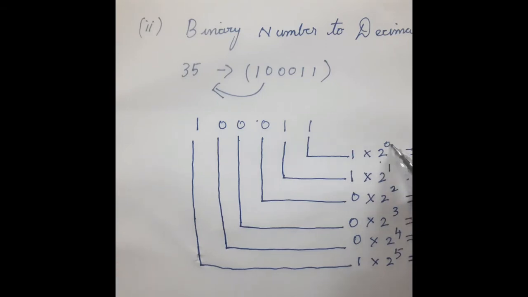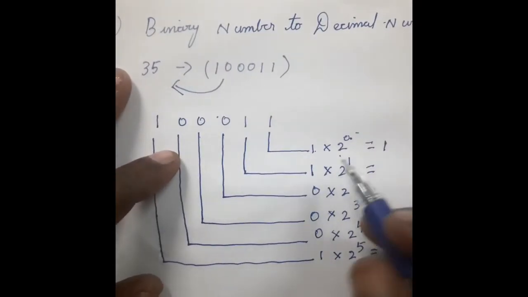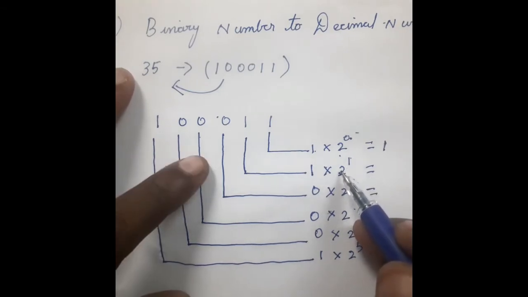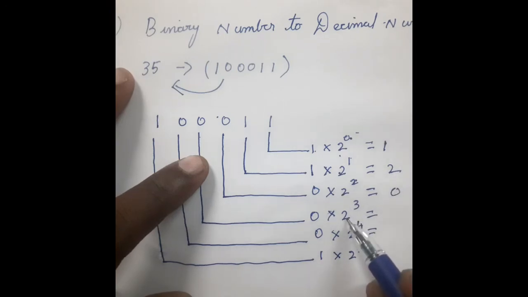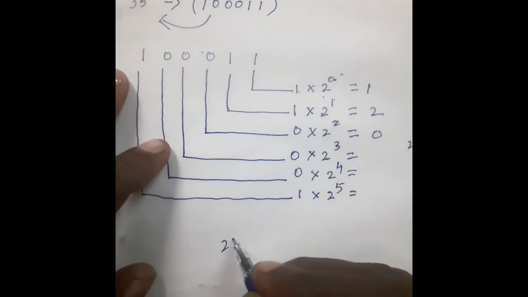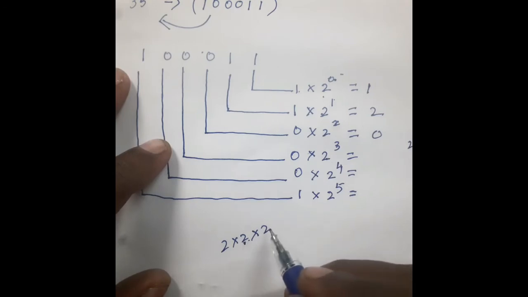2 to the power of 0 is 1. Anything to the power of 0 is 1. 1 into 1, 1. 2 to the power of 1 is 2. 2 into 1, 2. 2 to the power of 2: 2 into 2, 4. 4 into 0, 0. 2 to the power of 3: 2 into 2 into 2. 2 2s are 4, 4 2s are 8.